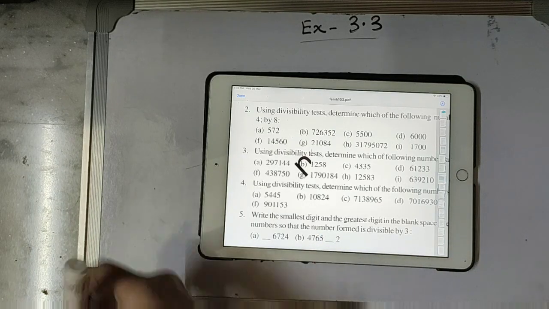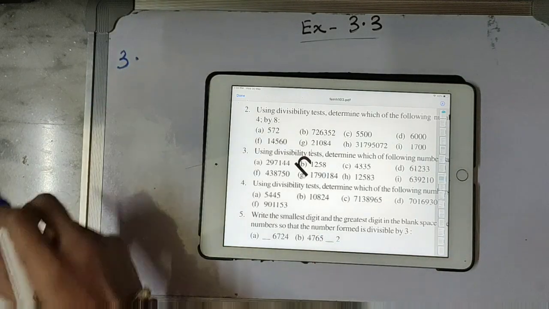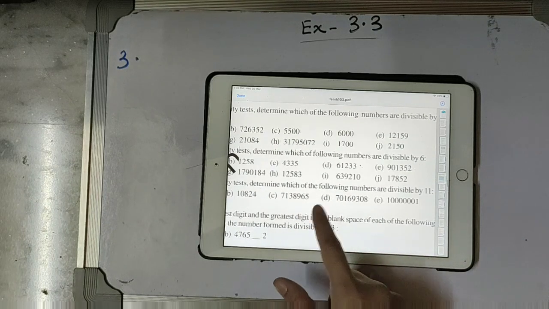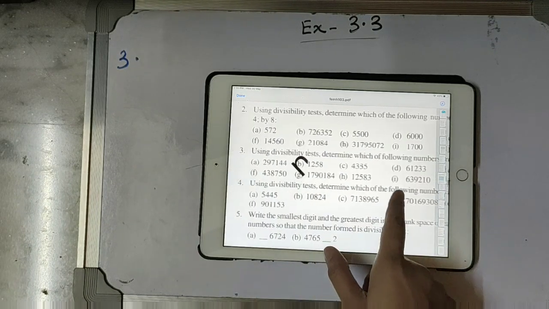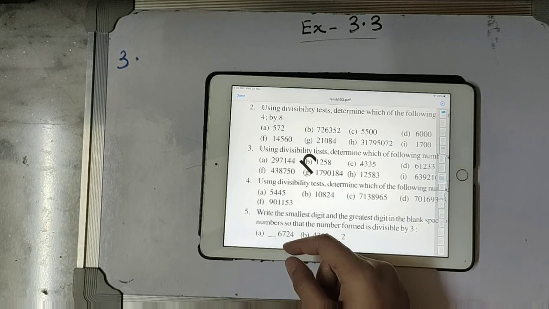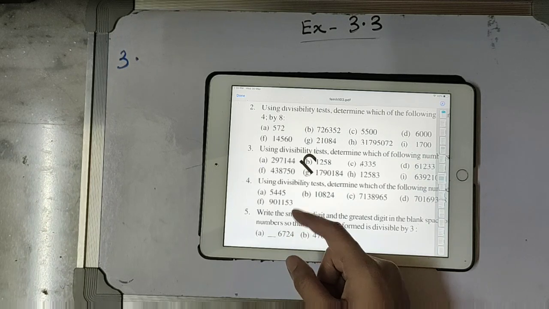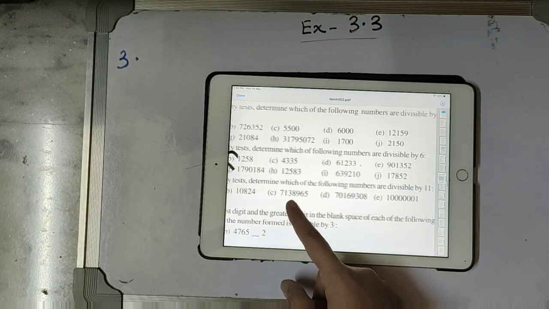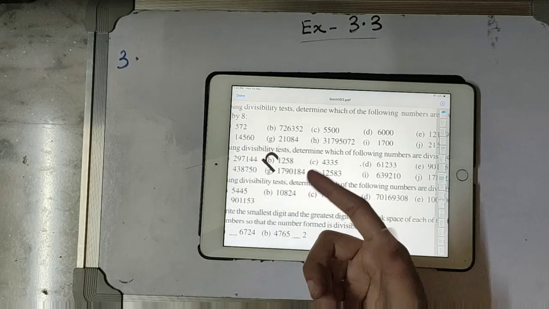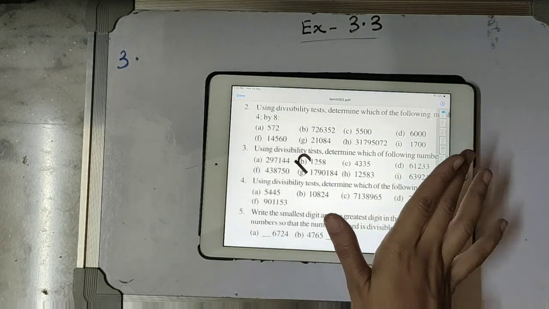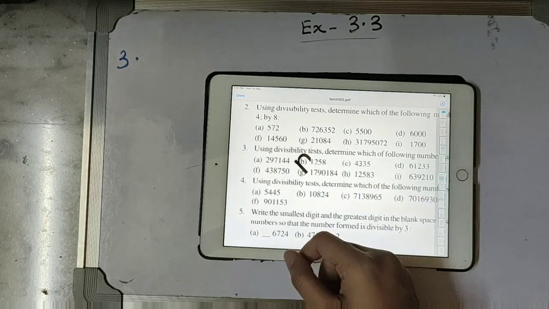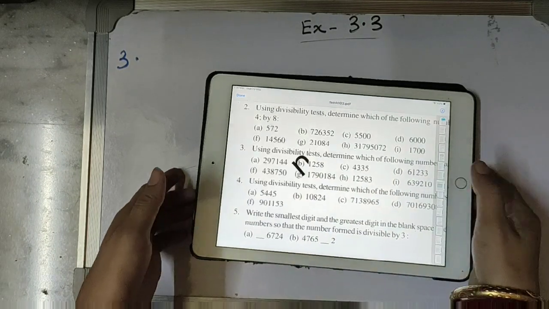In question number 3 it is given, using divisibility tests, determine which of the following numbers are divisible by 6. Here also 10 sums are given, and I will do 5 sums, and 5 sums will be left for your homework. Okay, so let's start the first one.